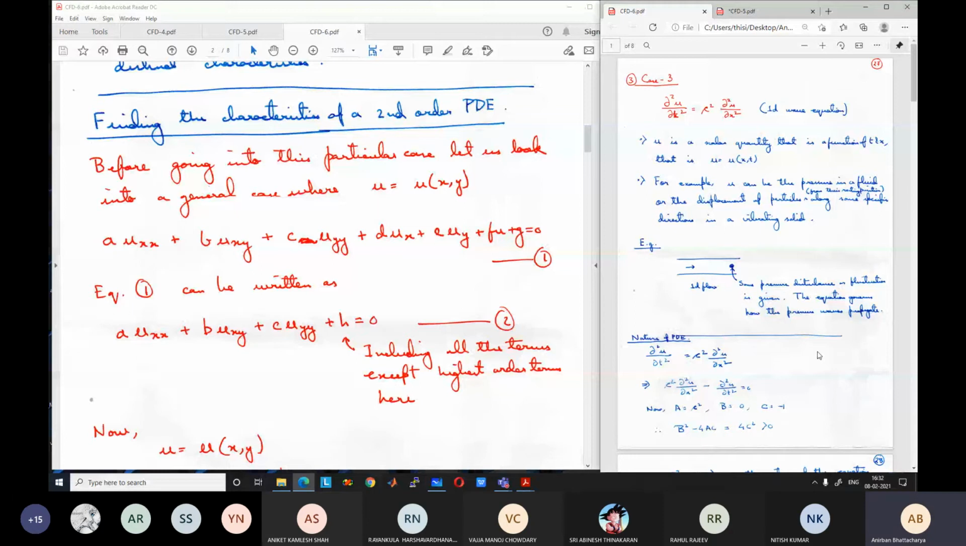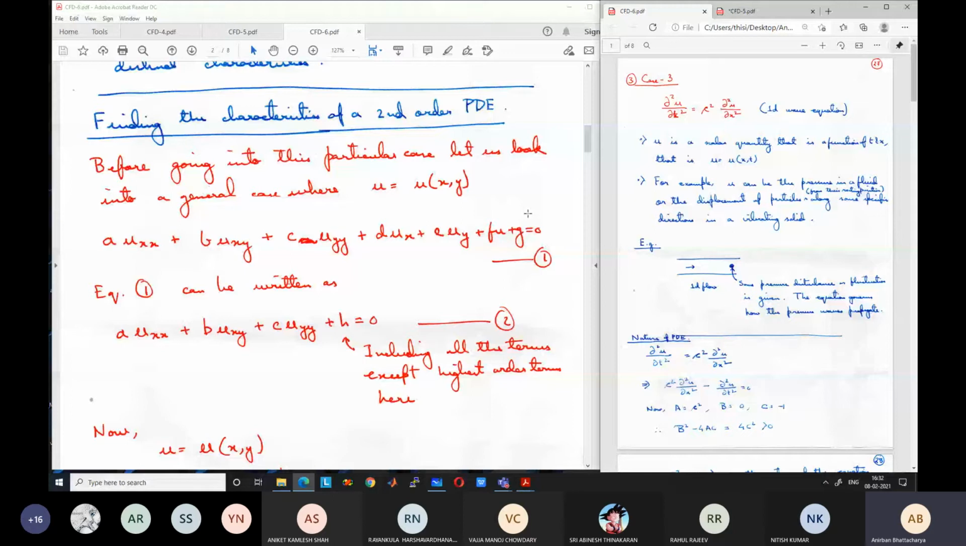So we are trying to find the characteristics of second order PDE, only for second order PDE, and a two-dimensional problem, meaning two independent variables x, y. We have already seen the general equation, which is given in this form: A u_xx + B u_xy + C u_yy + D u_x + E u_y + F u + G = 0. All the different possible terms are present here.